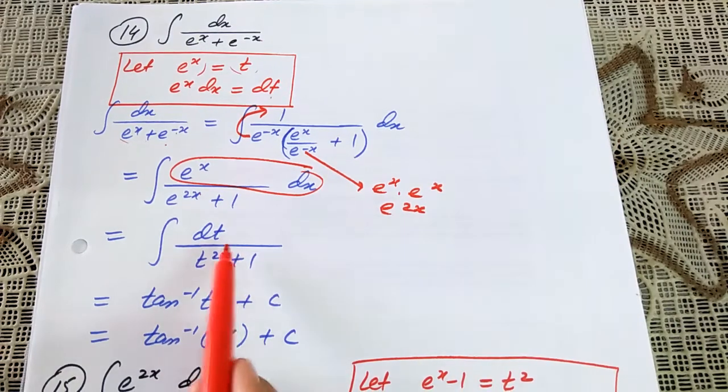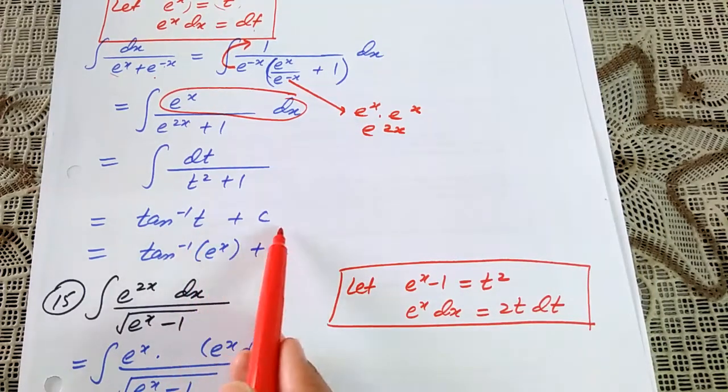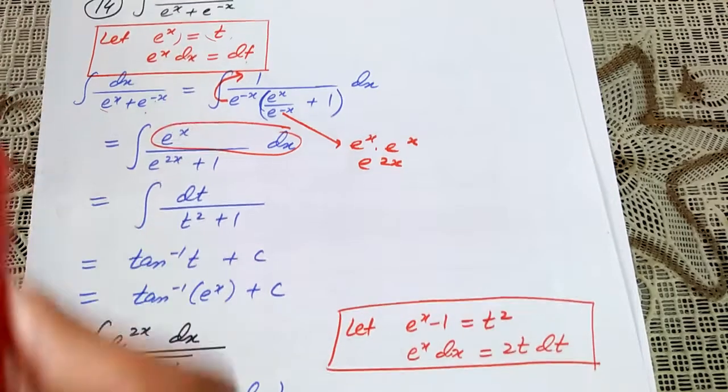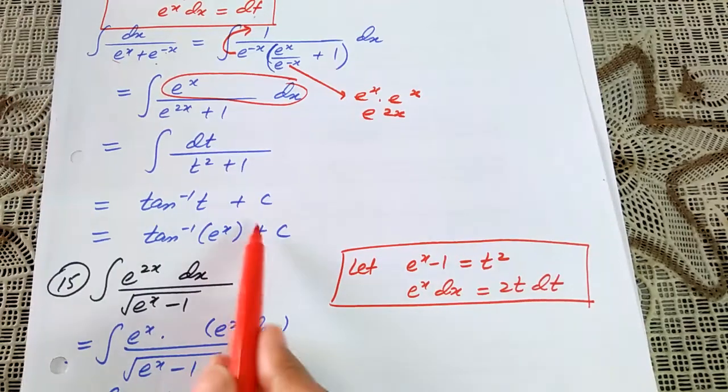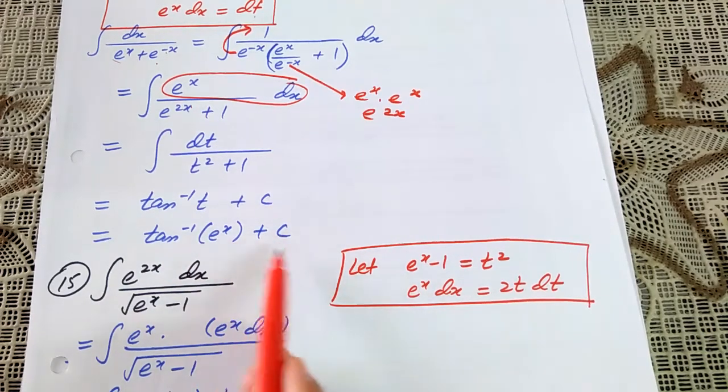We know very well that the integration of 1 over t square plus 1 will be tangent inverse of t, using the table of integrals. T can be replaced back with e raised to power x. So the answer will come back in x: tangent inverse of e raised to power x plus constant of integration.